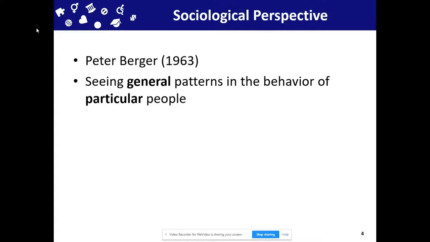The sociological perspective is a term coined by sociologist Peter Berger back in 1963. And what Peter Berger meant by the sociological perspective was seeing general patterns in the behavior of particular people, or seeing the strange in the familiar. So when we look at the social world, instead of taking whatever we're experiencing for granted, we start seeing it in terms of general patterns that people are following, even though they might not be purposely or consciously collaborating with one another. We see what's going on as strange or odd rather than familiar and just part of everyday life.